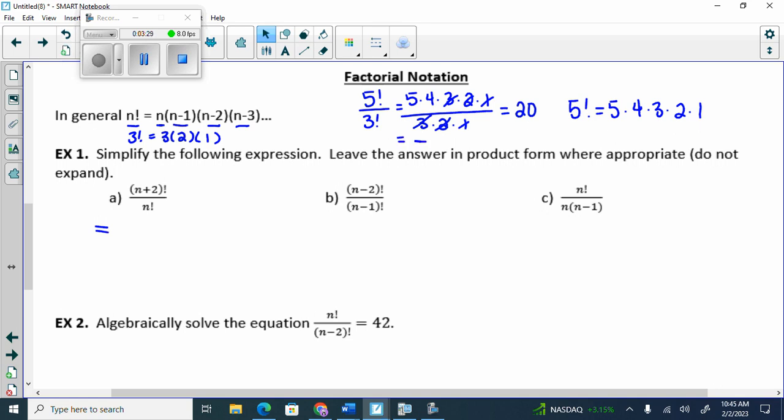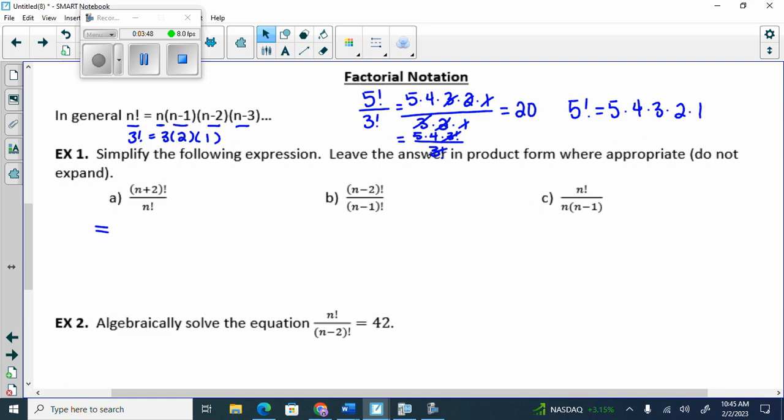I could have left the 3 factorial on the bottom, and I could have gone 5 times 4 times 3 factorial technically and canceled the 3 factorials off. Could I have not? It's the same thing, is it not? So if you figure out which one's the bigger one, you expand the bigger one until it matches the little one and cancel it off.